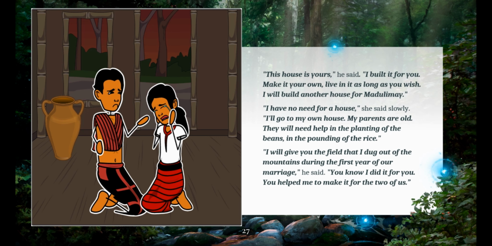"This house is yours," he said. "I built it for you. Make it your own. Live in it as long as you wish. I will build another house for Madulimay." "I have no need for a house," she said slowly. "I'll go to my own house. My parents are old. They will need help in planting of the beans and the pounding of the rice." "I will give you the field that I dug out of the mountains during the first year of our marriage," he said. "You know I did it for you. You helped me make it for the two of us."